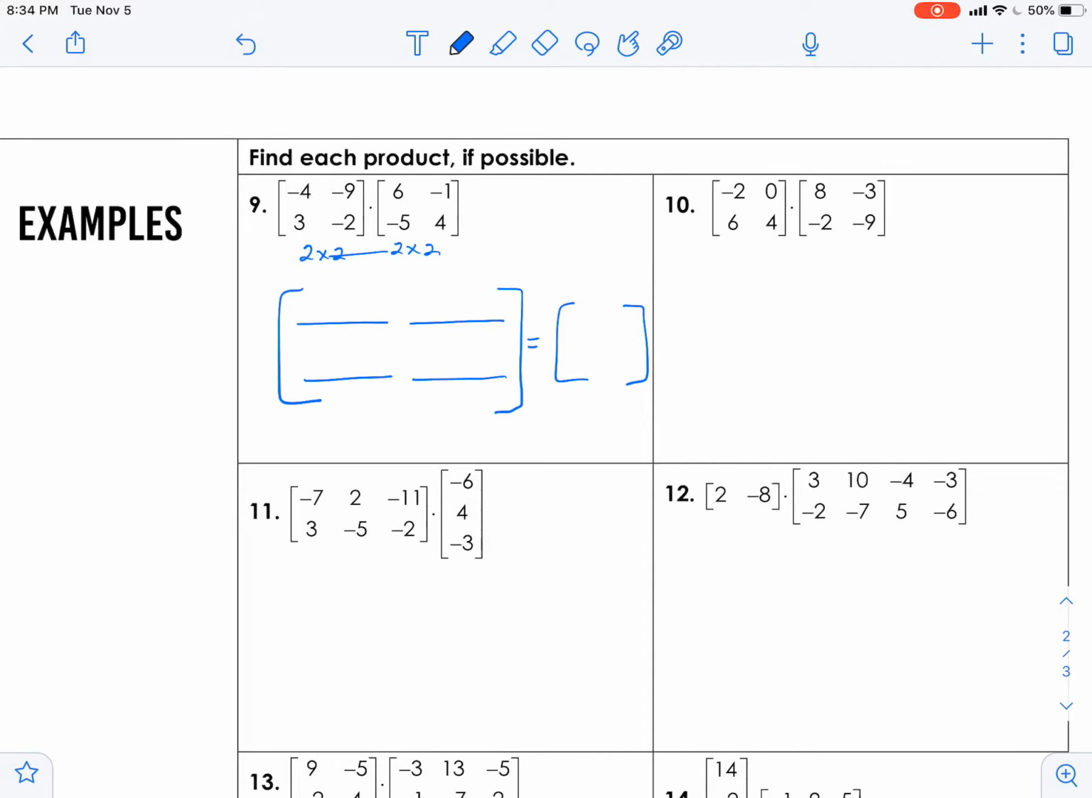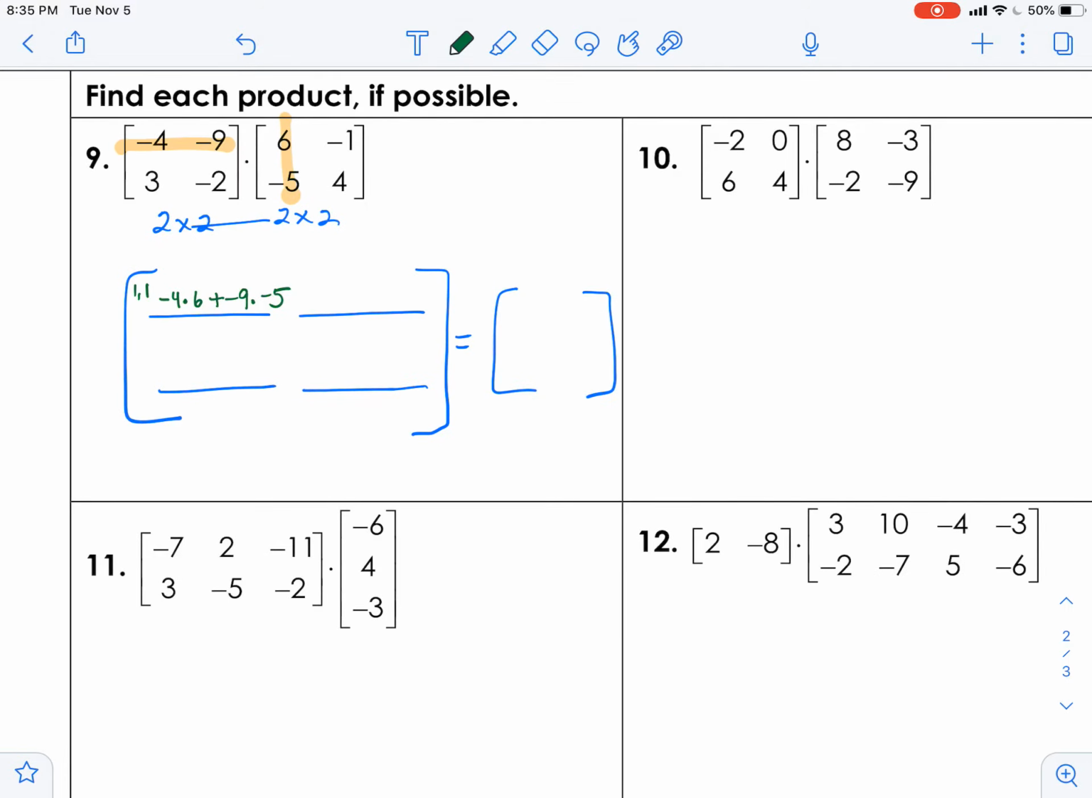Okay, and I'm going to change my colors here. So again, I am in row 1, column 1. So I'm going to do row 1, column 1. So I'm going to take -4 times 6 plus -9 times -5. Almost didn't leave myself room there. Let me see if I can make that just a little bigger for you. So that would be -24 plus 45, which is what, 21? Always check your math.